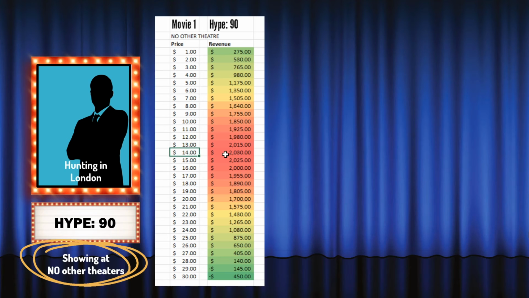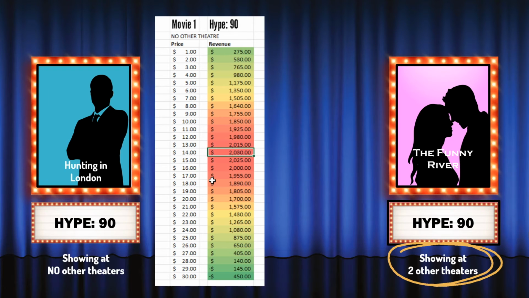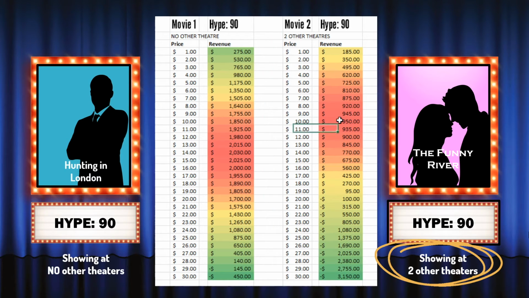In that case, the ideal price is $14 and I'll make over $2,000 at that price. But if I choose this movie that has the same hype but is showing in more places, then I can't even break $1,000 and I can charge a max of $10. If I charge anything more, then I start losing customers and revenue. That's the effect of more supply.